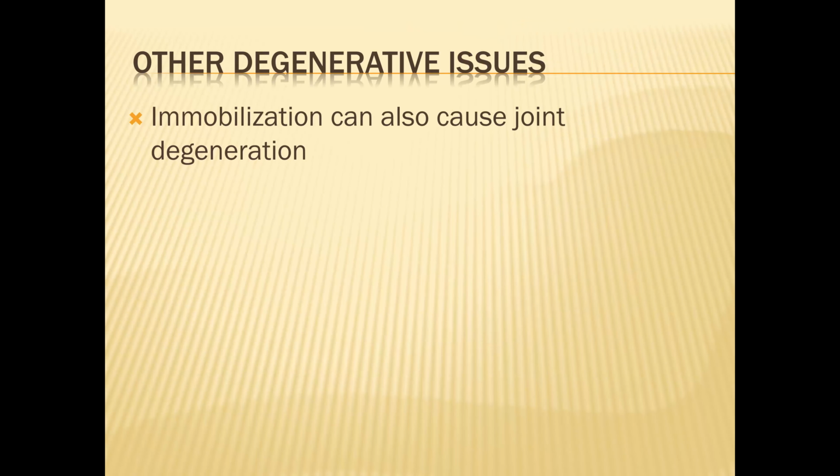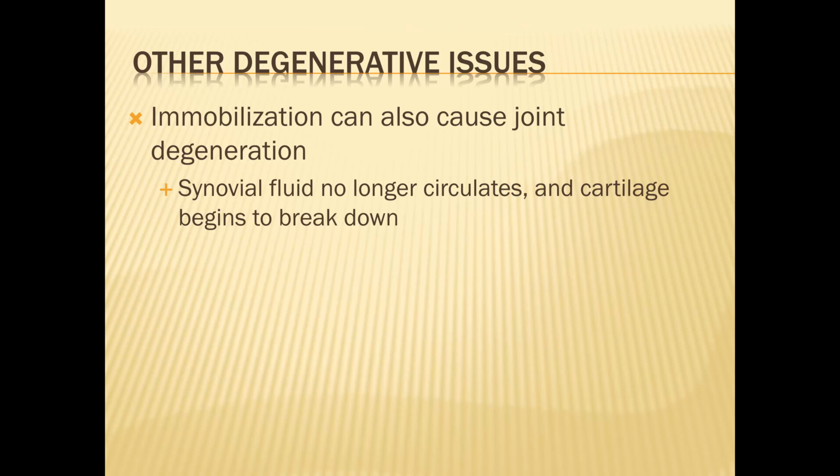So immobilization of a joint can also cause degeneration. If you remember from earlier in this chapter, the synovial fluid circulates in and out of those articular cartilages like sponges every time you move and use a joint. So if you injure a joint and you hold it immobile, that is actually bad for it. The cartilage begins to break down because it's no longer getting nutrients from the synovial fluid.